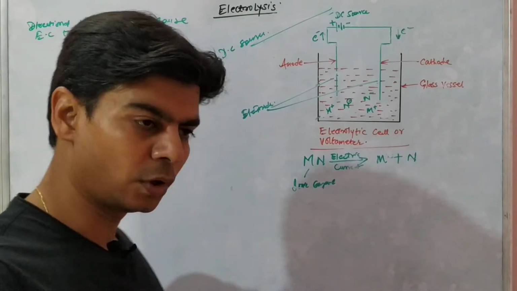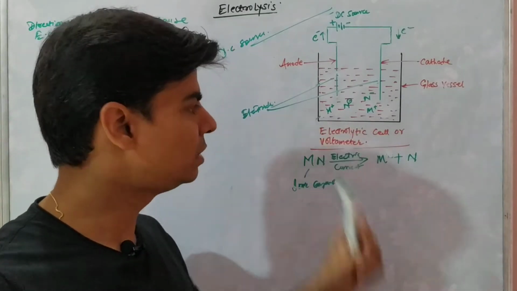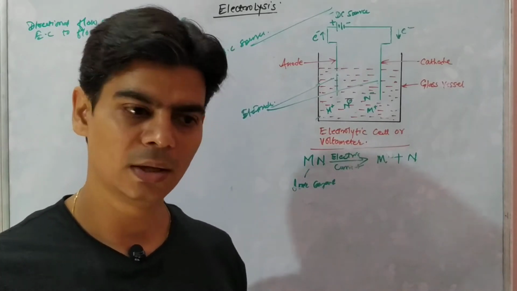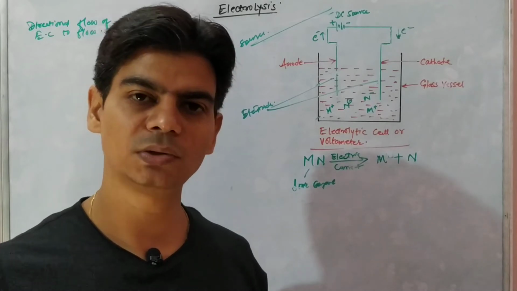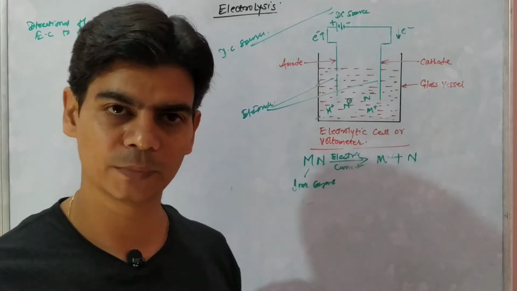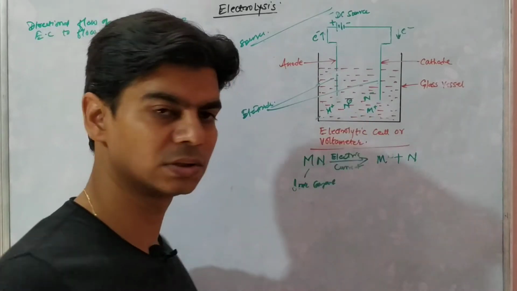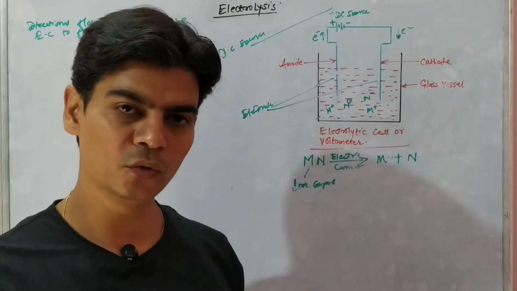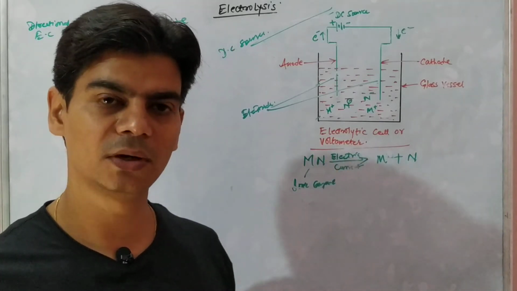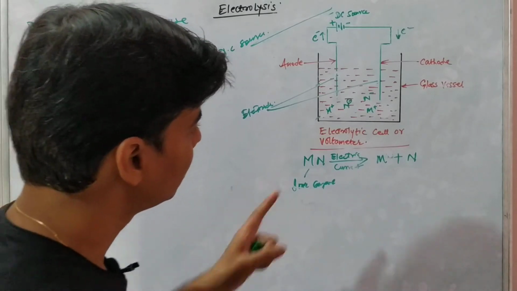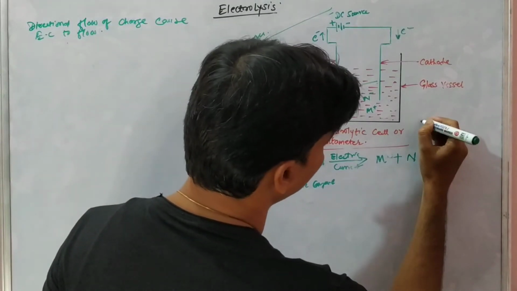So for electric current to flow inside this electrolyte, we need directional flow of charge. Like in metals, for metals to conduct electricity, we need a directional flow of electrons. Here the electrolyte consists of negative ions as well as positive ions. So now we'll see how movement of these positive and negative ions will cause electric current to flow inside the electrolyte.